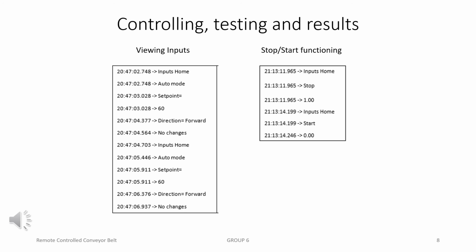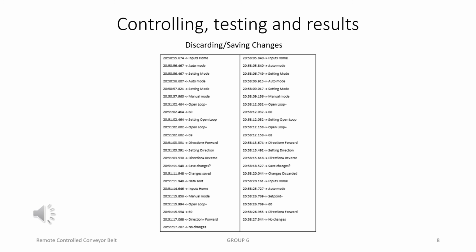In the block on the right, we can observe the results for the start-stop functioning. The program starts at the input parameters homepage and the stop-start button is pressed, thereby sending a signal to stop the conveyor belt motor with a value of 1 being sent via Bluetooth. The stop-start button is then pressed once more, sending a signal to start the conveyor belt motor with the value 0 being sent via Bluetooth.